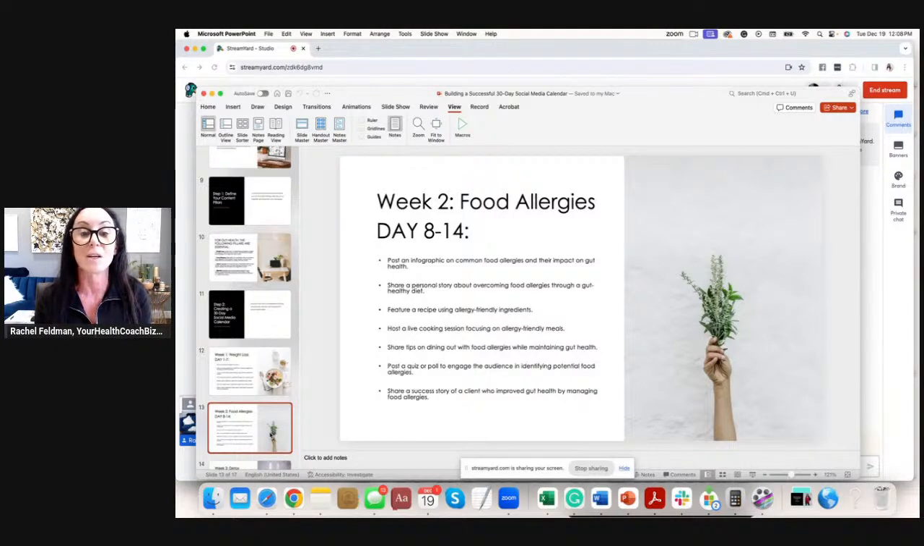Host a live cooking session focusing on allergy-friendly meals. Or you could do a live going through the market showing allergy swaps, like for dairy, dairy-free, gluten-free, corn, swaps for eggs. Those are some great ideas. Share tips on dining out with food allergies while maintaining gut health. Post a quiz or poll to engage the audience in identifying potential food allergies. Share a success story of a client who improved gut health by managing food allergies. That's a great one.